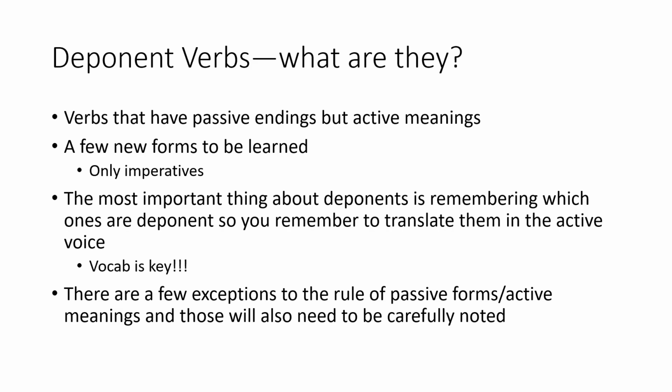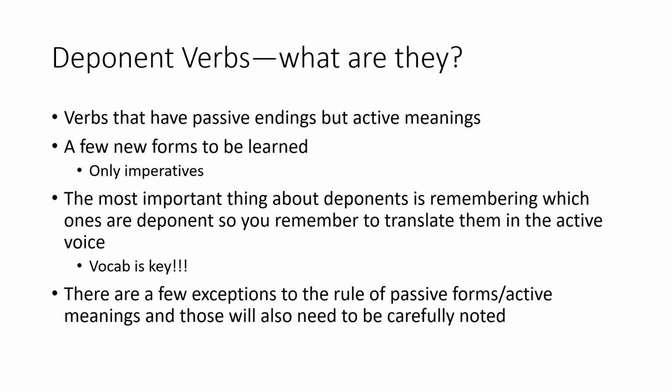Let's start with defining what a deponent verb actually is. Deponent verbs are verbs that have passive endings but active meanings. The good news is that they conjugate just like regular verbs in the passive, so there are very few new forms to be learned, only the imperatives.